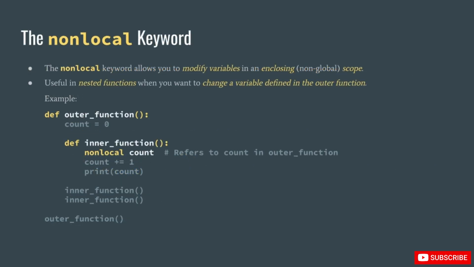The non-local keyword allows you to modify variables in an enclosing scope, but not the global scope. It's especially useful in nested functions when you want to change a variable from the outer function. In this example, non-local count inside inner function allows us to modify the count variable defined in outer function. Each time we call inner function, it increments count and prints the updated value.